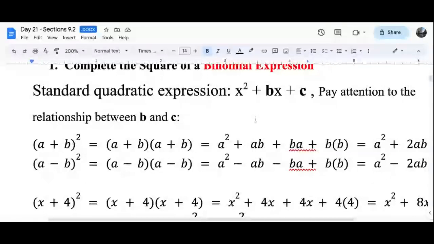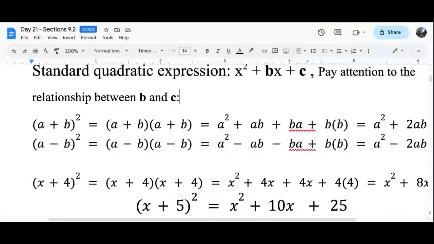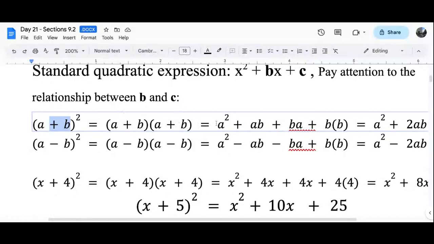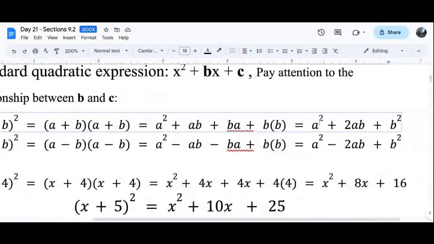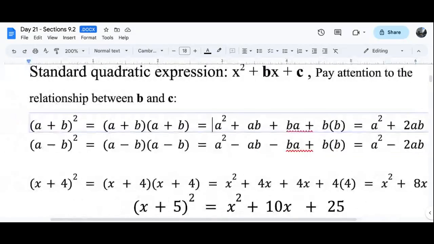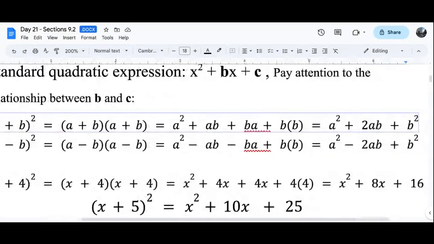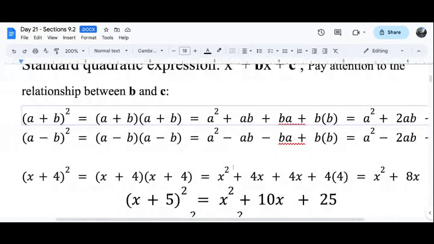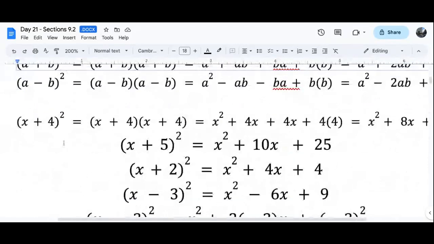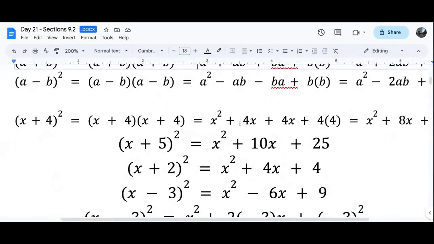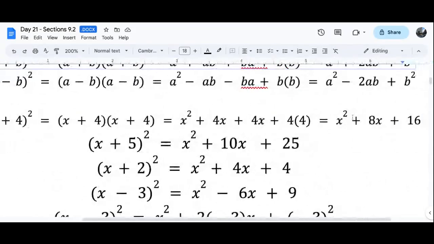Okay, let's see the case when a equals 1. So we just have x squared plus bx plus c. Remember, we have perfect squares, right? A plus b squared is a squared plus 2ab plus b squared. A minus b squared is a squared minus 2ab plus b squared. X plus 4 squared is x plus 4 times itself. It's x squared plus 8x plus 16.